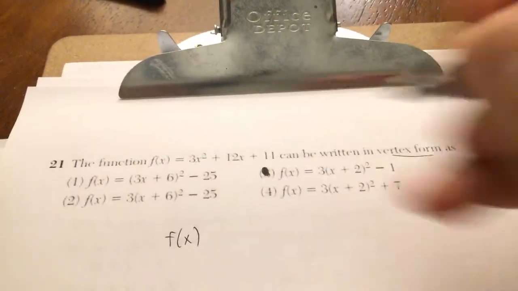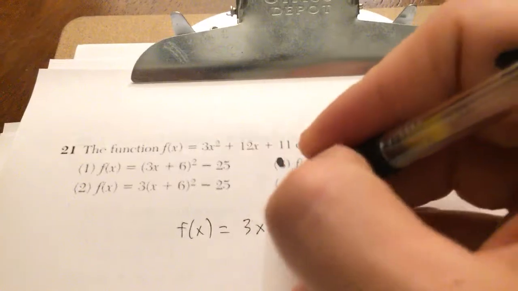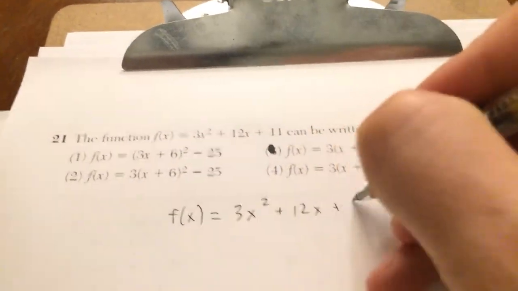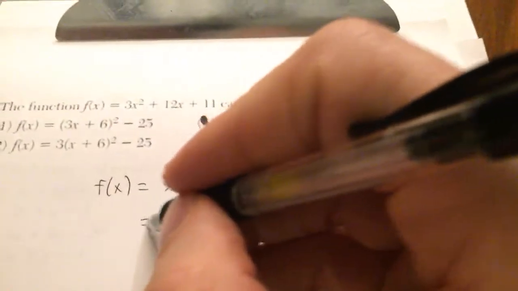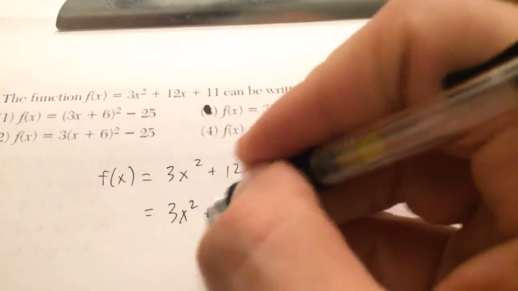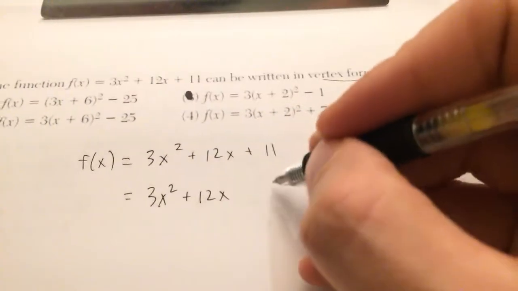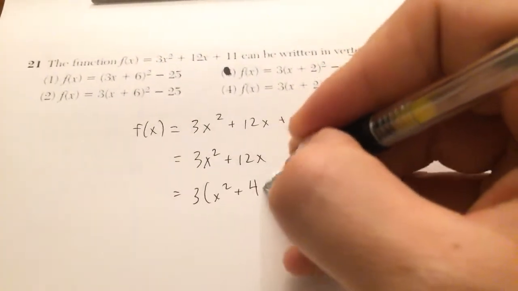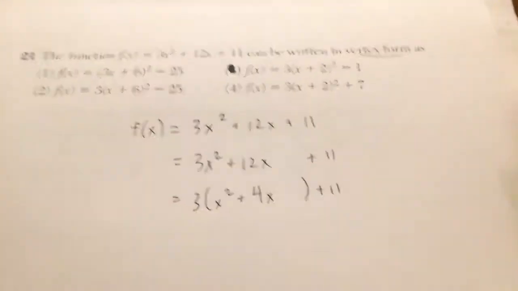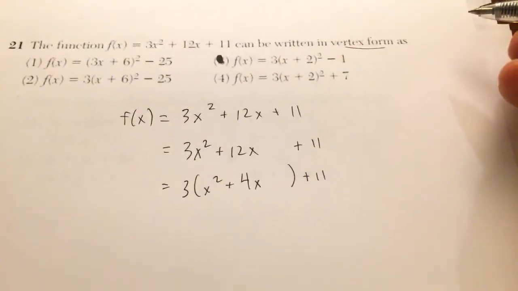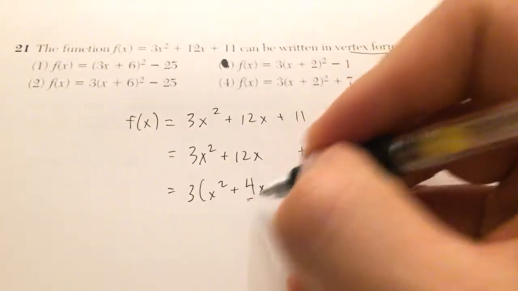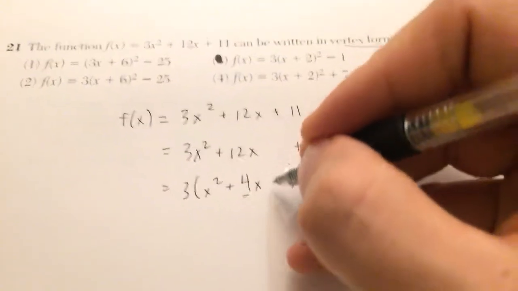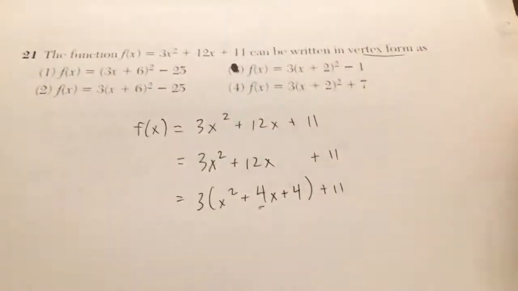Number 21, remember, when you want to write it in vertex form, what you're doing is, in a way, completing the square on one side. I'm going to take these two terms and separate them from the 11. I'm going to factor out a 3. Remember, I'm taking half of 4 and squaring it. So I'm going to add 4.